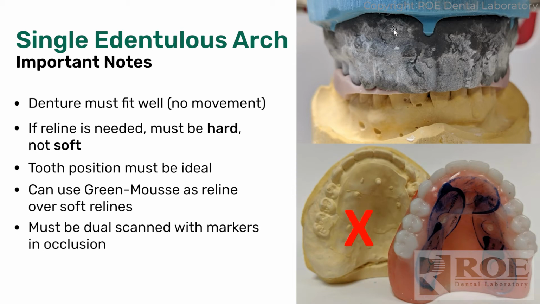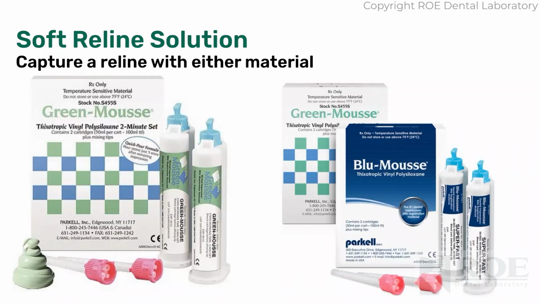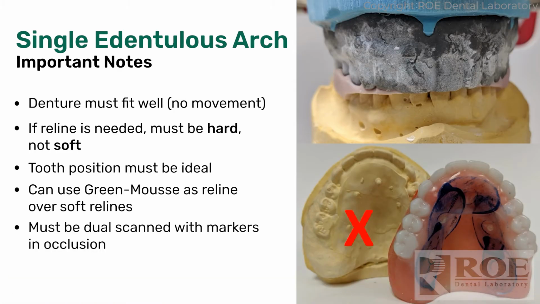We'll actually print the denture, we'll mount it with your bite, with the opposing, and so we do use the physical properties of that denture as well. What that means is that we need a denture that fits very well with no movement. If a reline is needed, you can perform a hard reline, or you can use a mousse material. You can use green mousse or blue mousse, and you can load that denture and seat it, and that will give us the patient's tissue, and it'll have a nice fit, and it'll show up on the CT.